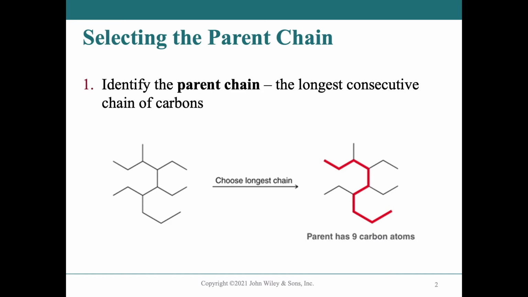So here's our first step: identify the parent chain, and that is the longest consecutive carbon chain. When you're doing that, you can start from one side and just start counting carbons. The one that has the most carbons will be your longest carbon chain. So you can go like this: 1, 2, 3, 4. That's not that many, there's more than that. Maybe we should go 1, 2, 3, 4, 5, 6. Six is a lot, but I think there might be a longer chain.